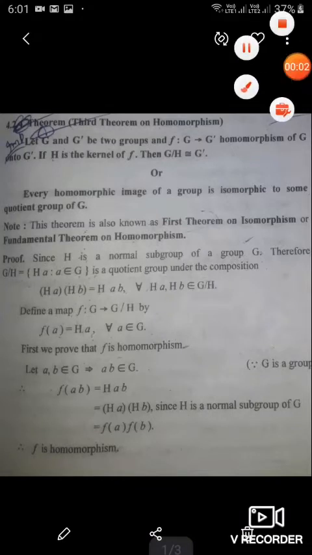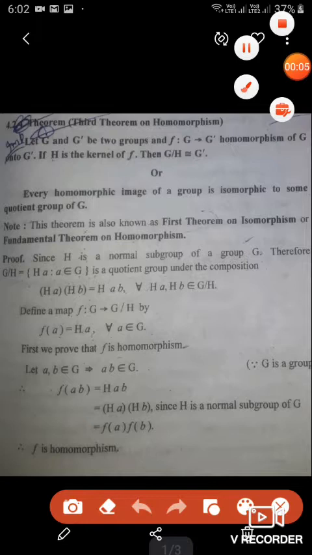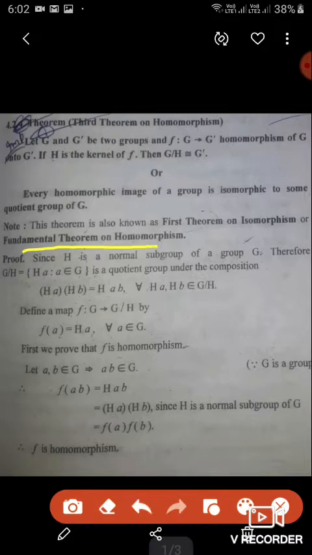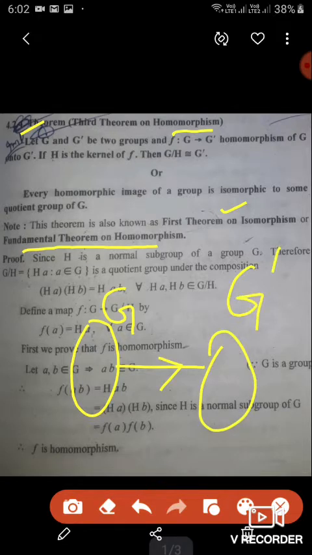So, students, let us discuss now one of the important theorems, which is also named as the fundamental theorem on homomorphism, and it is also known as the first theorem on isomorphism. The statement of the theorem is: let G and G dash be two groups, and the function f from the group G to group G dash be a homomorphism of G onto G dash. Now, if H is the kernel of f, then this is the quotient group.